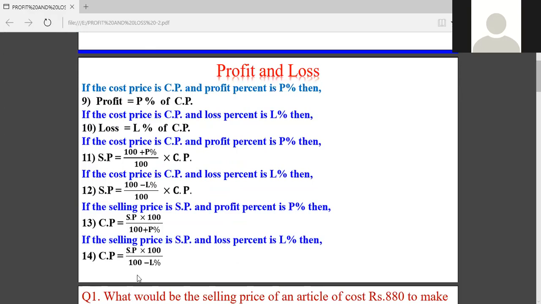This formula, all the formulas I have already given you. Profit equals profit percent of CP, then loss equals loss percent of CP. I had given you this already.